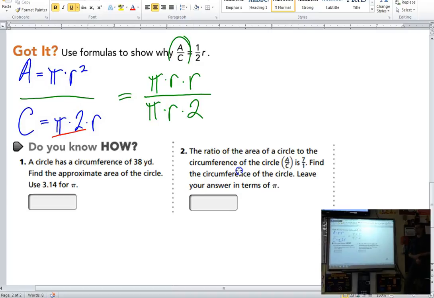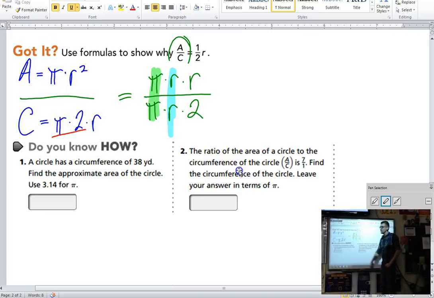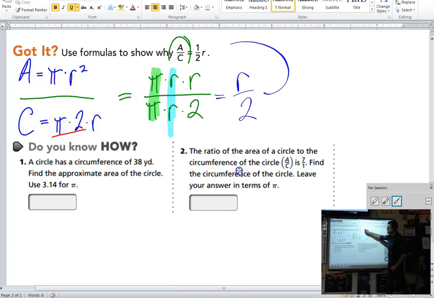Melee, can you see anything that is the same on top and bottom that could cancel with each other? Ooh, the radius can cancel with itself. Anything else? The pi can cancel with itself. Those both become 1. And when this simplifies out, I get r divided by 2, or half of r.